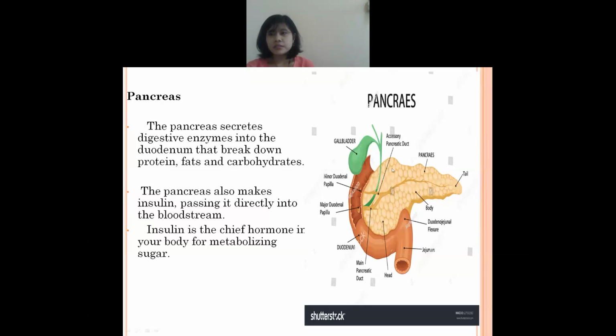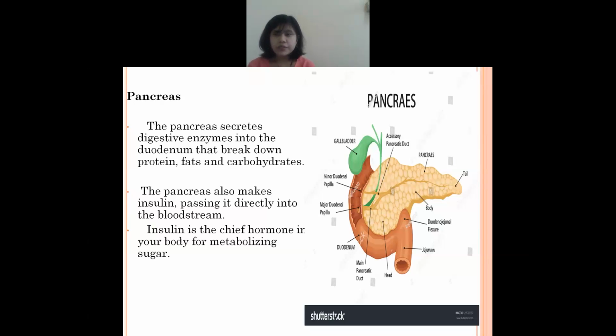Okay. So this is the pancreas. This one is just like a leaf, isn't it? Okay, this one is a pancreas. So what is the function of the pancreas? The function of the pancreas is that they will secrete digestive enzymes into the duodenum.